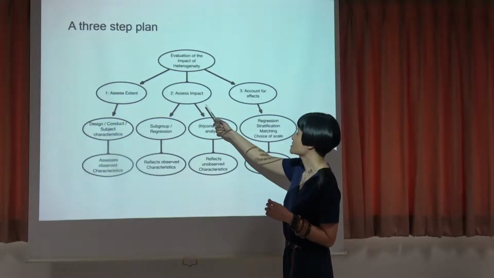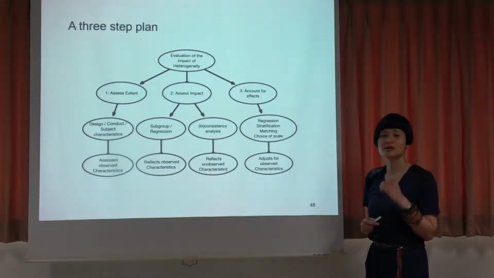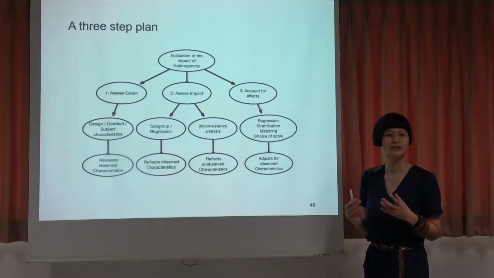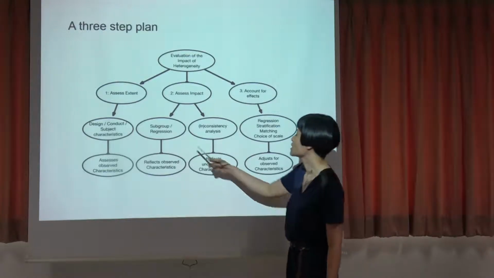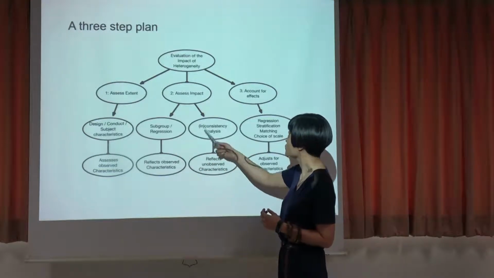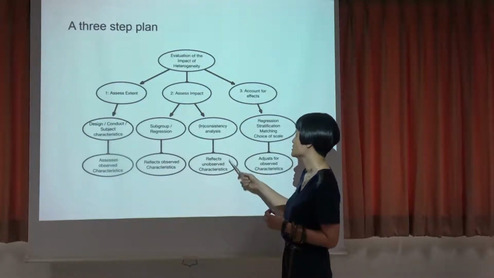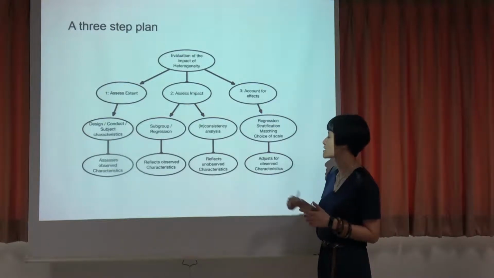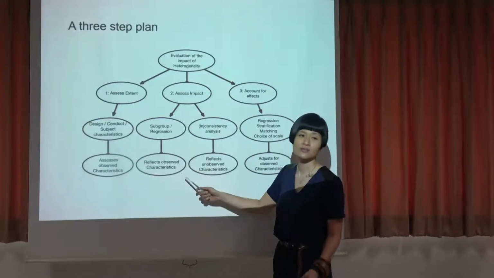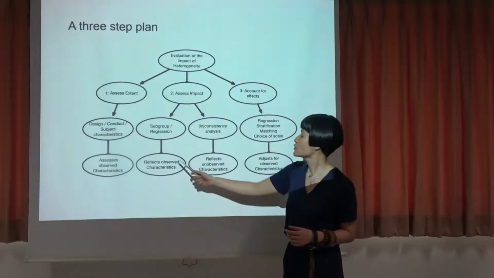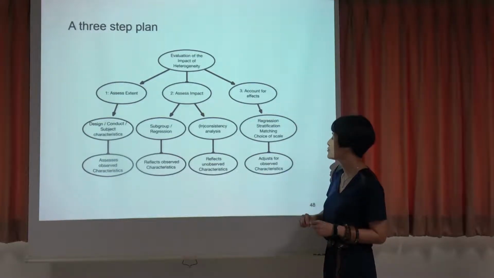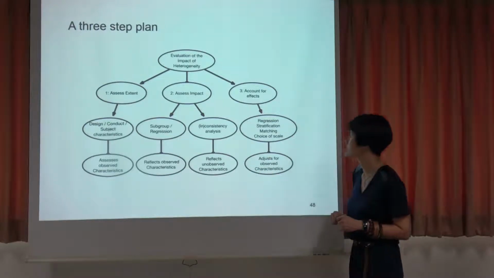Then the next step is assessing the impact. Does the heterogeneity in your data have an impact on your overall estimates? How important is it? So you can look at subgroup analysis and regression, similar to what we talked about last time. And you can do inconsistency analysis in network meta-analysis, which also reflects the unobserved characteristics. So with subgroup and regression, you're looking at observed characteristics. You need to have data to look at these differences. But when you look at inconsistency, you're reflecting unobserved characteristics.